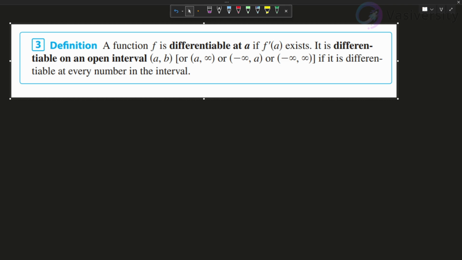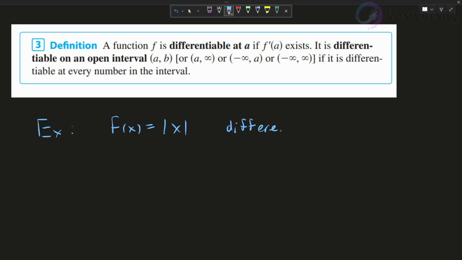So here we have an example. Let's take a look. We want to find out: f of x equal to the absolute value of x. Is it differentiable?